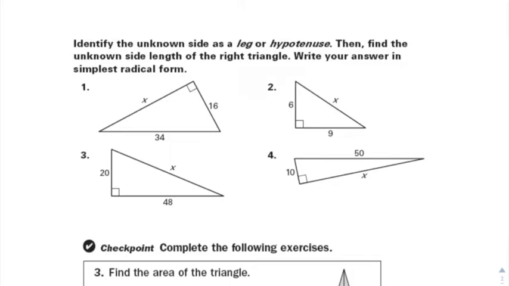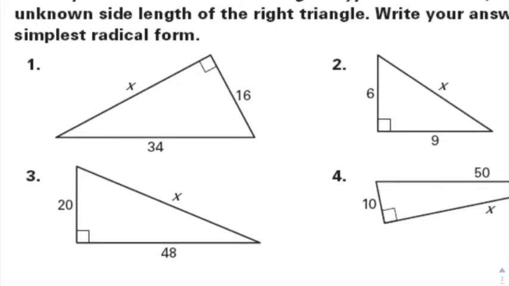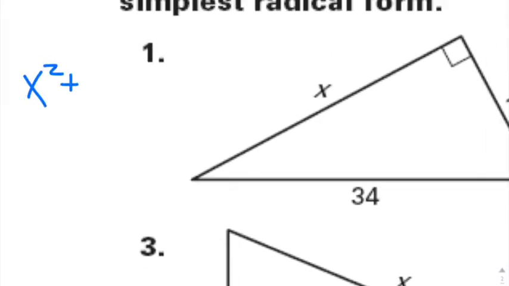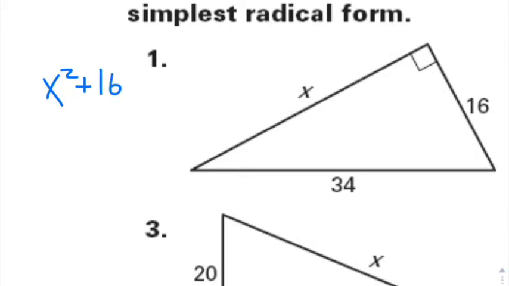And this one here, identify the unknown side as a leg or hypotenuse, then find the unknown side length of the triangle. Write your answer in simplest radical form. So this is all kind of the same stuff here. Notice this time we have an unknown leg right there, and we have another leg, and then you have a hypotenuse right there. So this actually sets up just a hair different. So I'm going to write this as x squared plus 16 squared equals 34 squared. This might be a triple if I remember correctly, but we'll double check here.